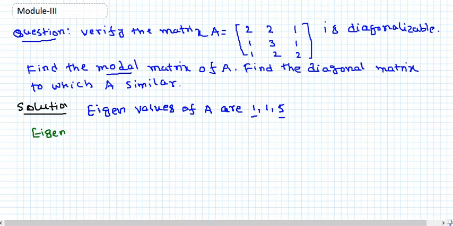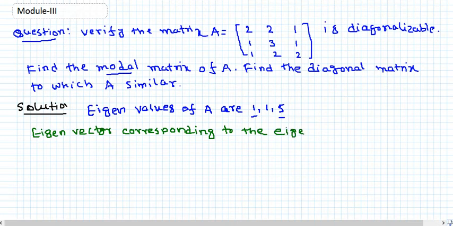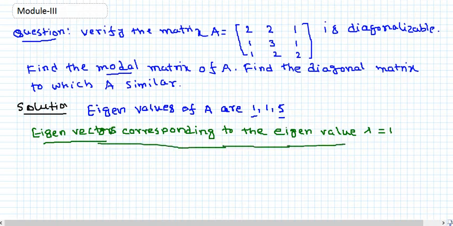So first task is to find the eigenvector corresponding to the eigenvalue lambda equals 1. To find the eigenvectors, we have to find them for lambda equals 1.